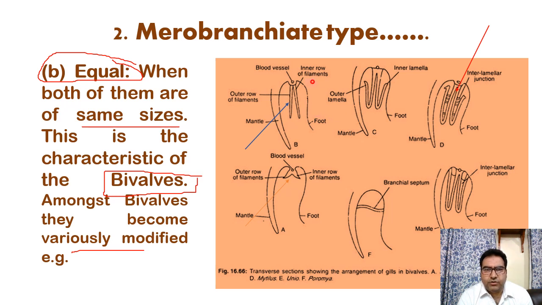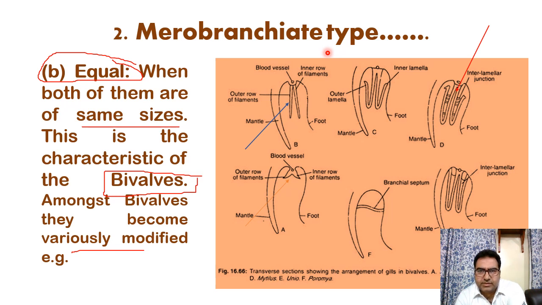So in the case of Unio, the ciliary junctions are replaced by membrane. So in Poromya, the ctenidium becomes degenerated and is represented as a transverse portion. So we do have the examples here.